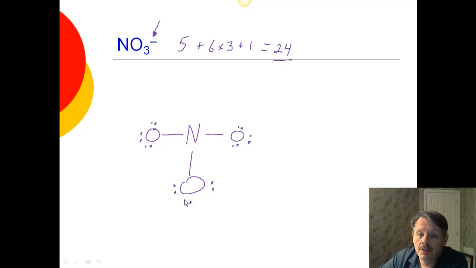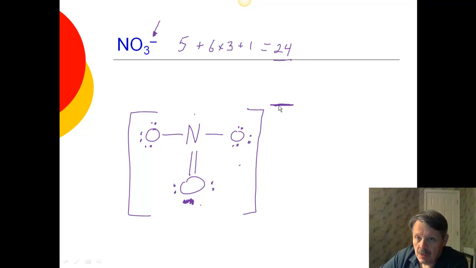So I'm going to take this pair of electrons away and put it in there. So now I have a double bonded nitrogen to oxygen, because now nitrogen is okay, it has 8 electrons. This oxygen down here still has 8 electrons. Now, did I pick one of the other oxygens? Sure, it doesn't matter. So this is my Lewis dot diagram for NO3. However, it does have a minus sign. So to indicate that, I'll put square braces around this entire thing and stick a minus sign up there, which says this is an NO3 ion and it has a negative charge.